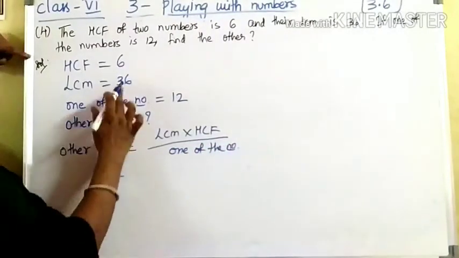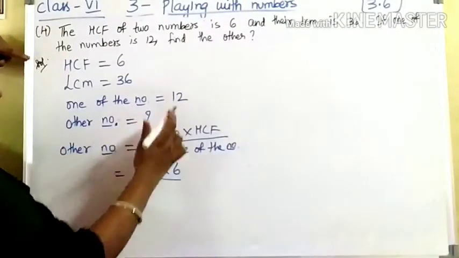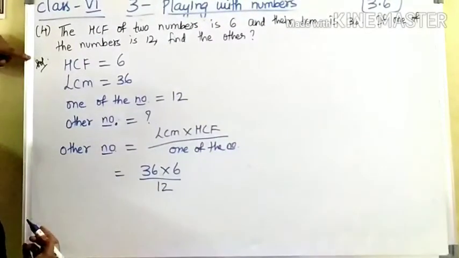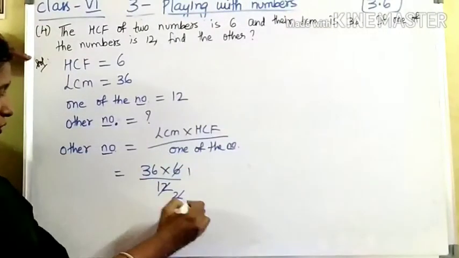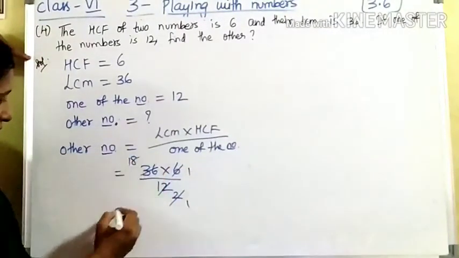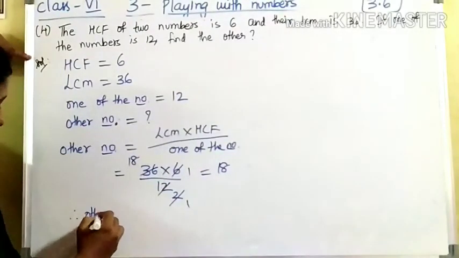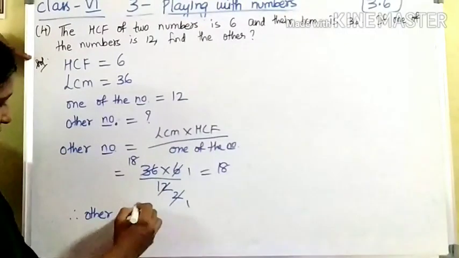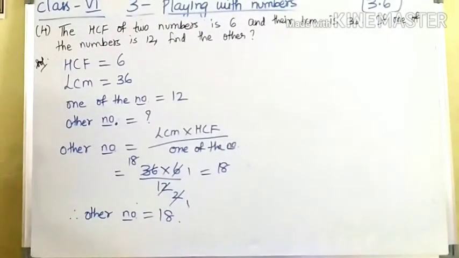So what is the LCM here? 36. What is the HCF? 6, by one of the numbers, which is 12. So do cancellation. 6 ones are 6, 6 twos are 12. Then 2 ones are 2, 2 eighteens are 36. So how much did you get? 18. Therefore, the other number, how much did you get, children? 18. So by this we completed exercise 3.6.